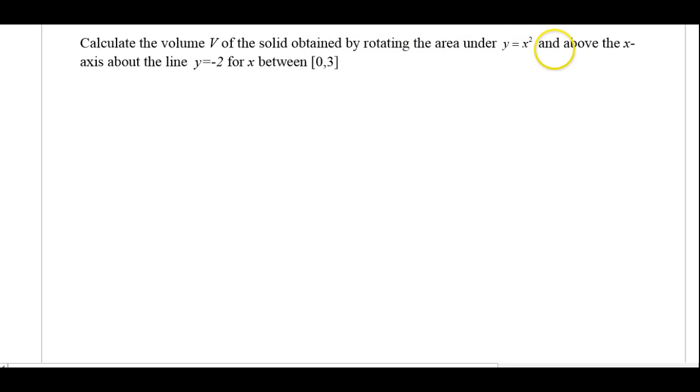For the next example, calculate the volume V of the solid obtained by rotating the area under y equals x squared and above the x-axis about the line y equals -2 for x values between 0 and 3.